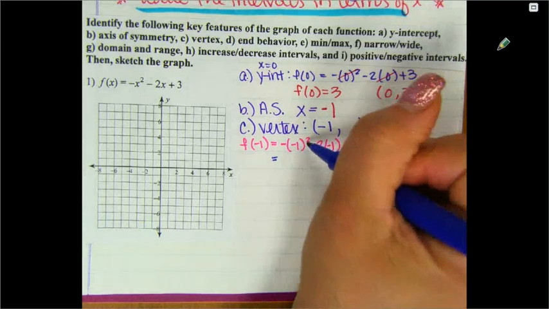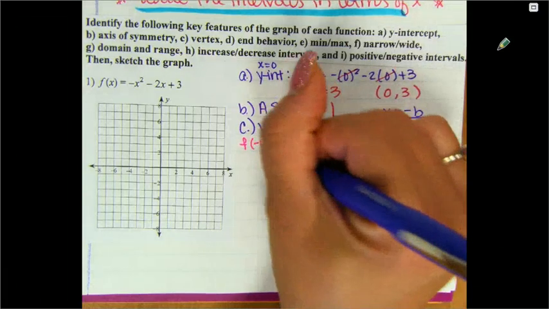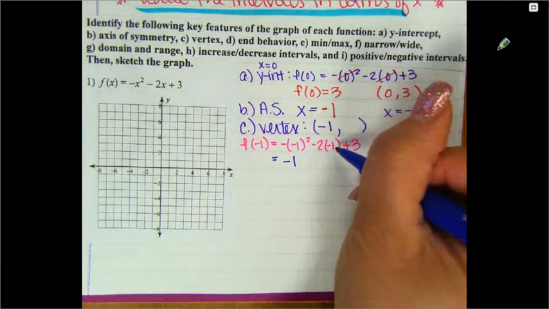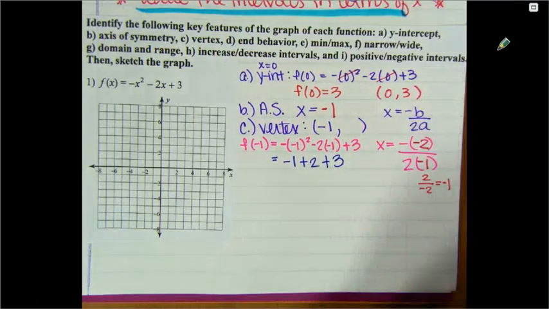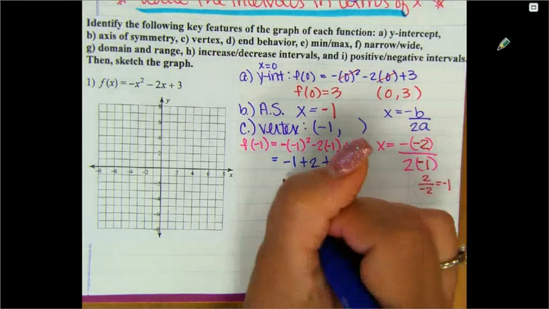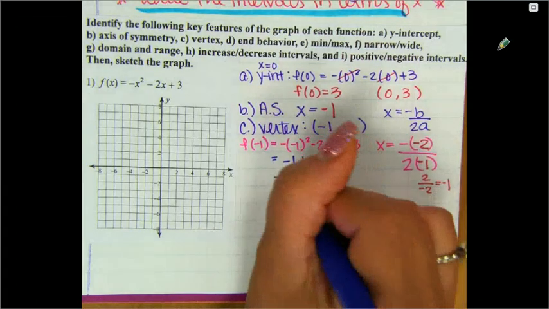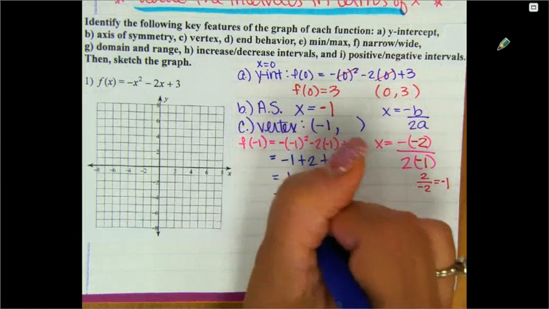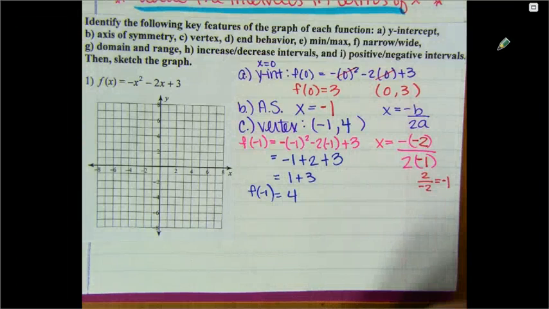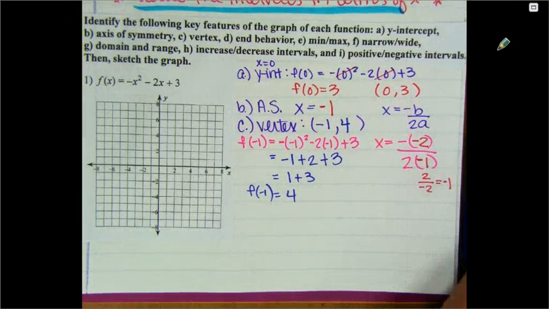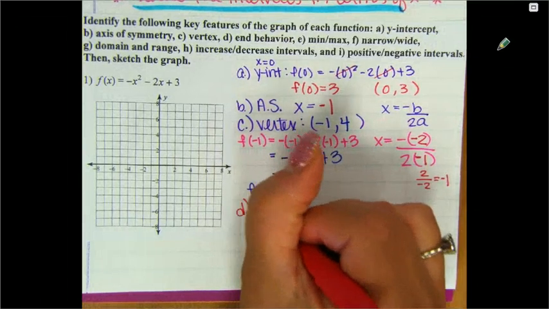So negative 1 squared is what? Positive 1, but then you have a negative 1. Negative 2 times negative 1 is what? Positive 2. Then a positive 3. Going from left to right, negative 1 plus 2 is what? No, it's not. 1 plus 3 is what? 4. Good? Review? Hopefully. Letter D is end behavior.